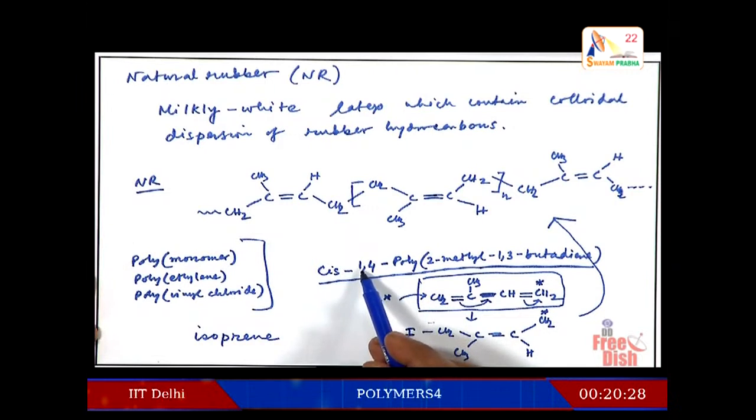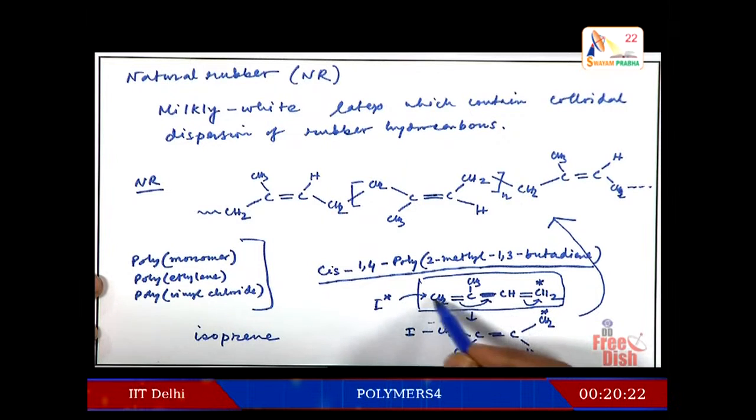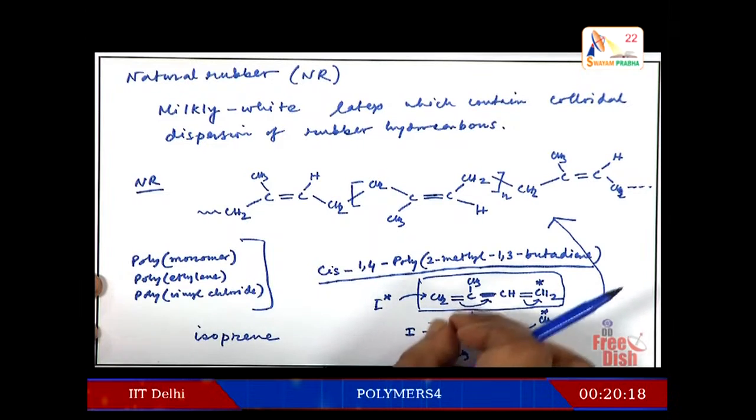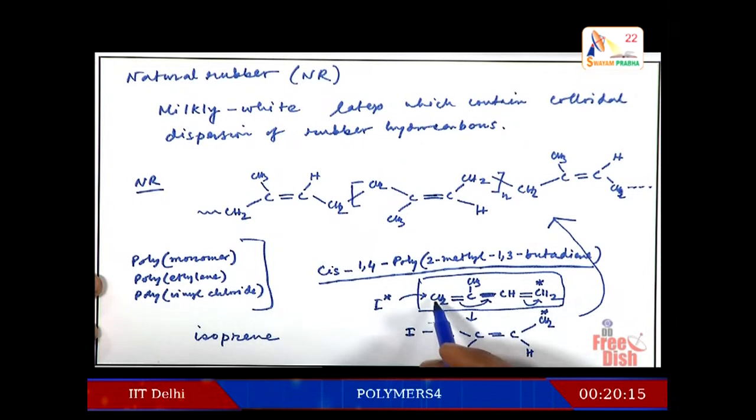I hope you understood why it is 1,4, because sometimes you can just add here, the active center will be here and you can make a polymer with this. So, that will be a 1,2 addition. You can have the polymer made through this only using this double bond. So, that will be a 3,4 addition, and in this case it is a 1,4 addition.